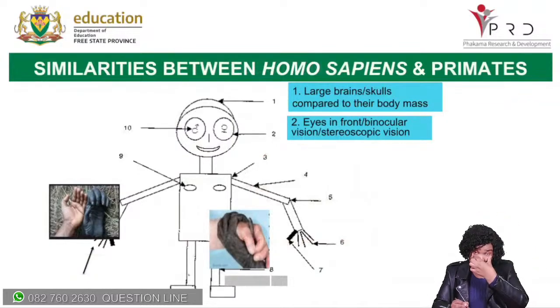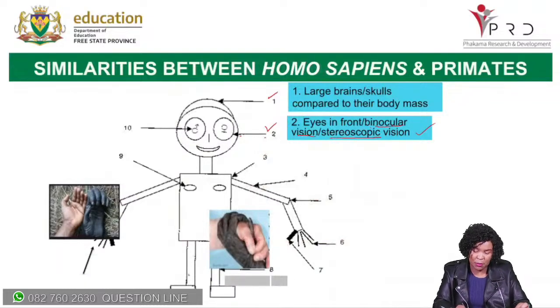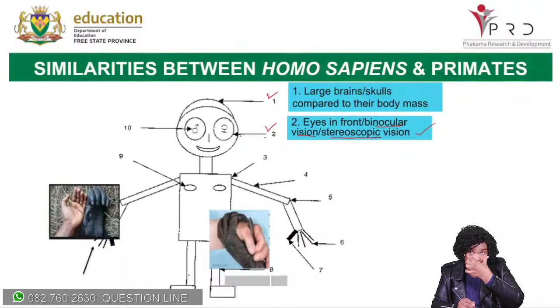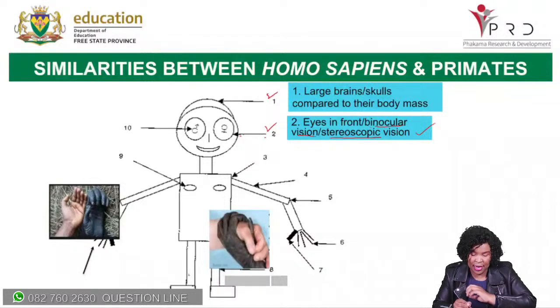Number two, you come to the eyes. Here are the eyes, number two. So you've done number one. Number two, eyes are in front, or they have binocular vision or stereoscopic vision. This was one of the questions asked in last year's paper, so you must know. Eyes are in front, so you start from the head. Large brain, eyes are in front. You get a mark for saying that. All humans and other primates have that.